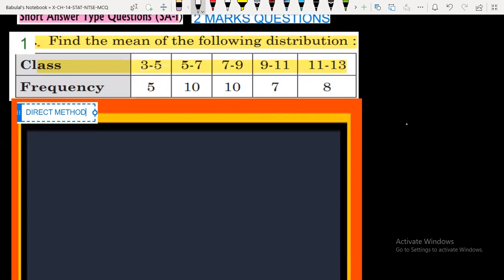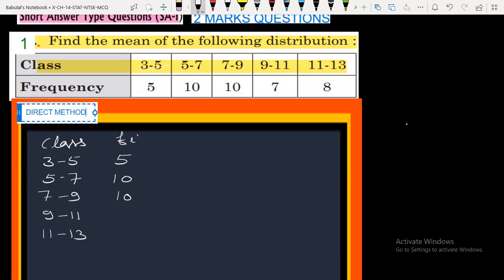So for this what we do, we write here class as it is given: 3 to 5, 5 to 7, 7 to 9, 9 to 11, and 11 to 13. Corresponding frequencies given: 5, 10, 10, 7, 8.